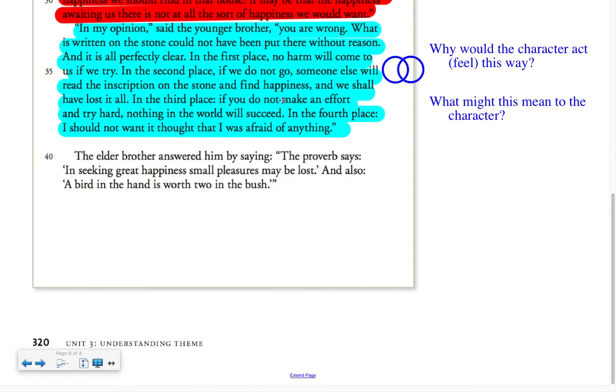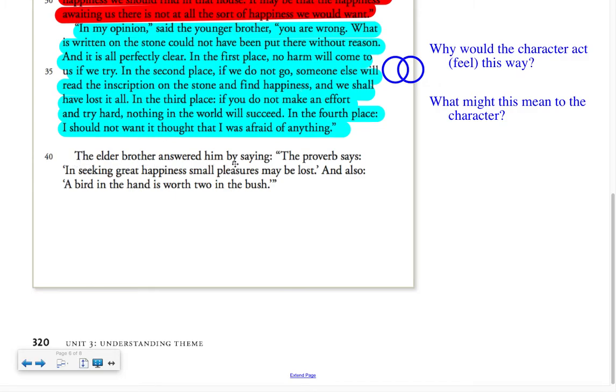Also, I have a conflict brewing here, right? The two brothers are going against each other with two very different viewpoints of how to go about living life, and maybe two very different viewpoints about happiness and what that means.